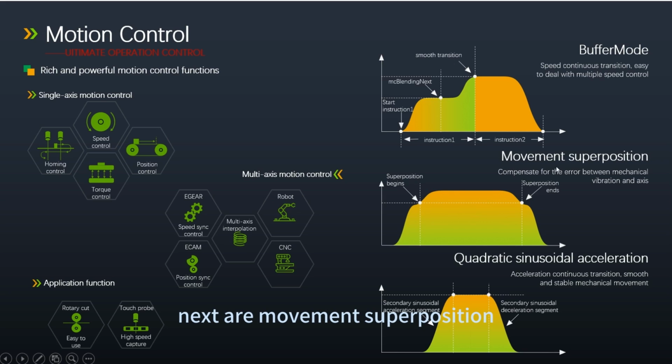Next is movement superposition. We can use this function to compensate for the error between mechanical vibration and the axis. And lastly, we can also set different curve types for the acceleration part and deceleration part to get a smooth and stable motion.